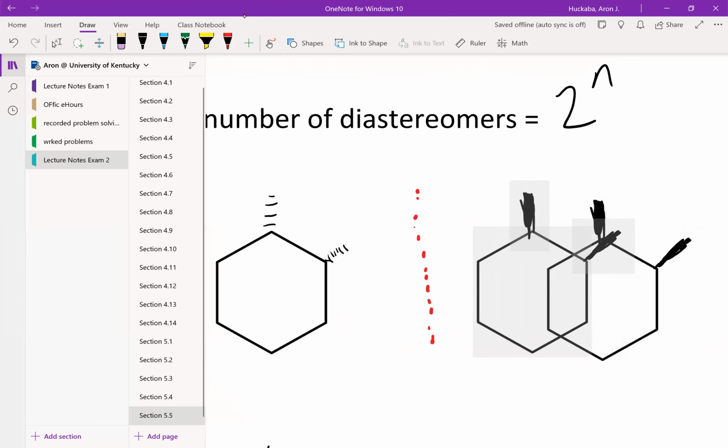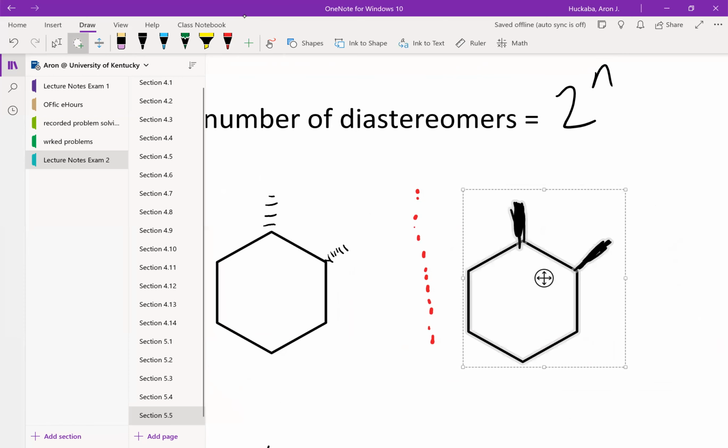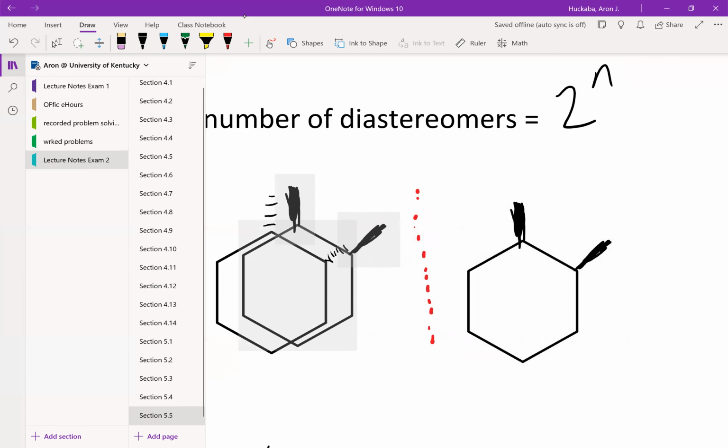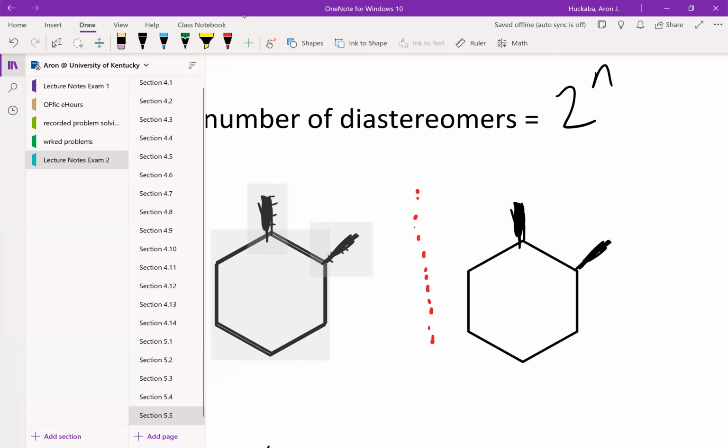Move a little closer. I think it's not a mirror image because if it were, the two carbons here would be on a dash, right? So then they're not mirror images. And the question is also, are they superimposable? They don't seem to be superimposable here, right?